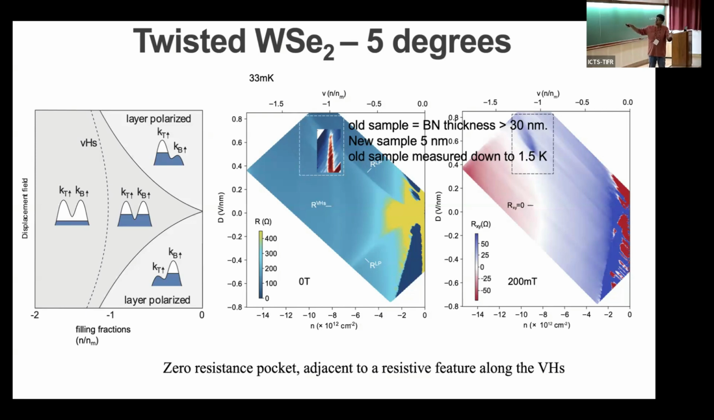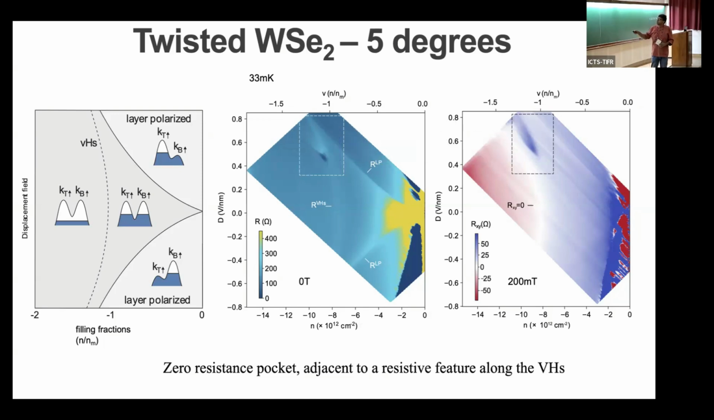But the difference between the new sample and the old sample is that the new sample does not have this insulating phase anywhere. And it's possibly because the dielectric thickness is thinner, so screening is better. Okay, but let me now concentrate on this part of the phase diagram as a function of electric field and density. And in particular, this little dark blue thing here, that is superconductivity.